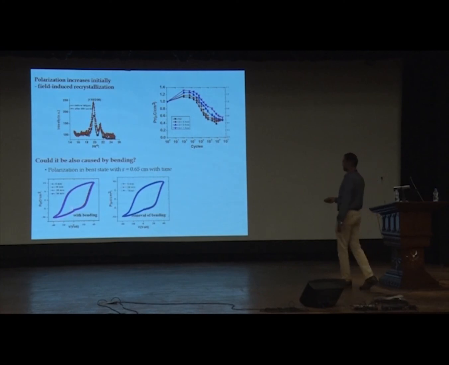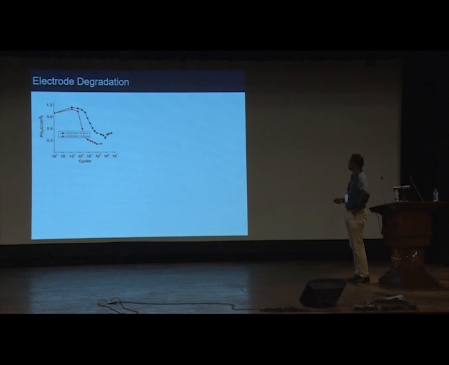We did it with bending for a large number of times, and then we did it with removal of bending for a certain time. We found no change. So whatever increase in polarization is happening, it's not because of bending, it's because of the electric field. So that is fine. Now the question was, why does it degrade?